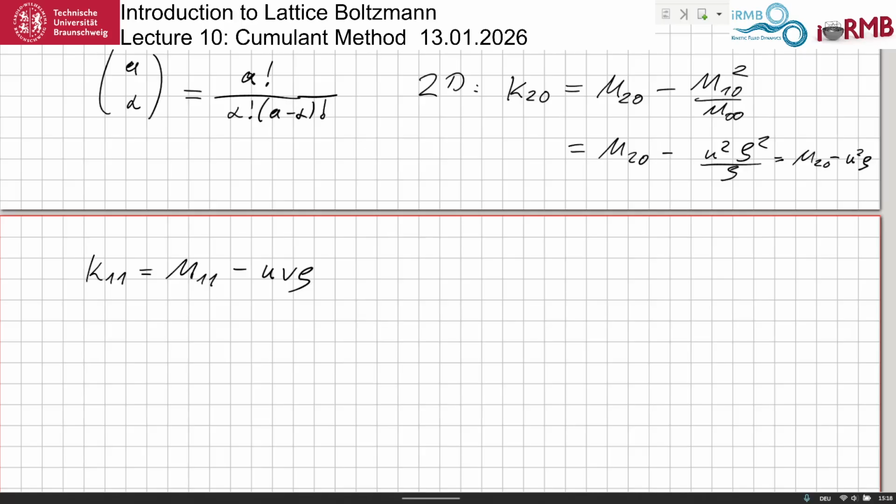So what does this mean, for example, for the equilibria? For example, look at what is M20 equilibrium. This is u squared plus theta, times rho, right? So that would imply that the K20, so what is the equilibrium of K20 now?